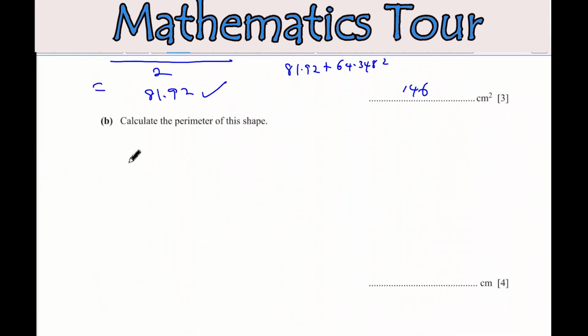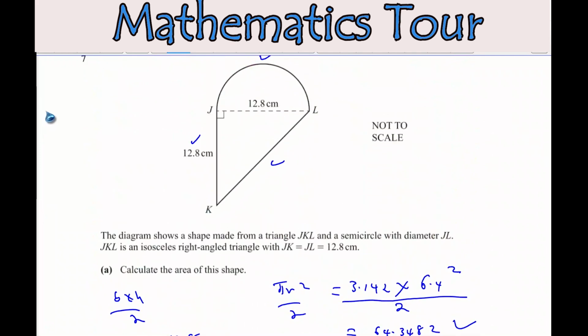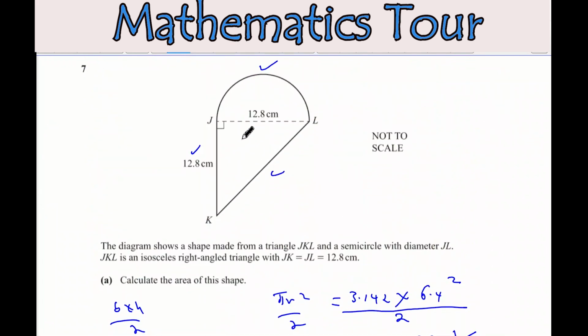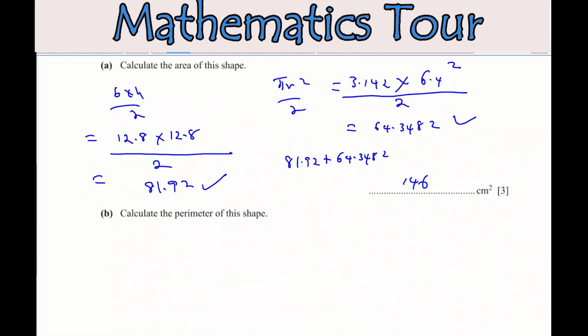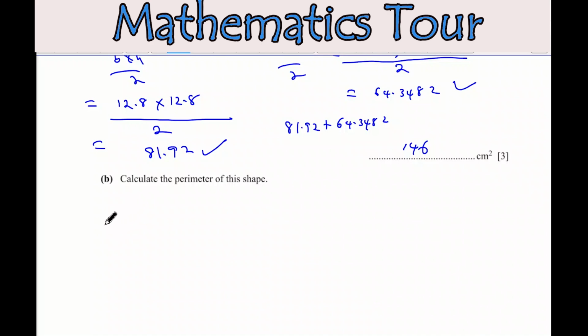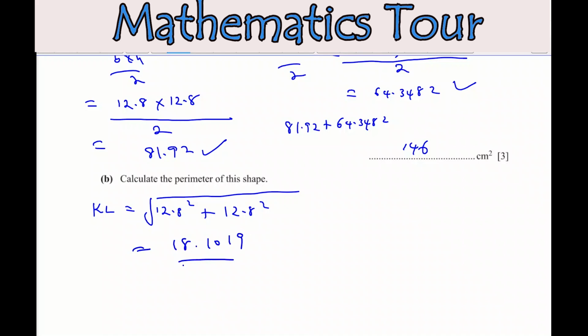Okay, so this is the hypotenuse. It will be the square root of the sum of the squares of this and this. So let's scroll down. Then we can have KL equals the square root of 12.8 squared plus 12.8 squared. So it will be in square roots. If you input this into a calculator, you get 18.1019. So you don't need to waste your time.